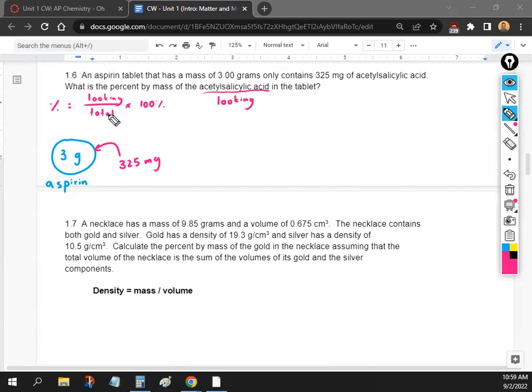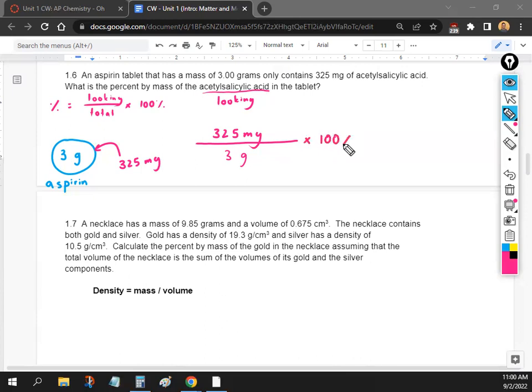And so we're gonna use the percentage formula. What's the number that we have for this chemical? Yeah, we got 325 milligrams. So we're gonna put that on top of the fraction because that's what we're looking for. And then we're gonna divide it by the total. What's the total mass? Yeah, 3 grams. So we're going to put that on the bottom, and then we multiply it by 100%.